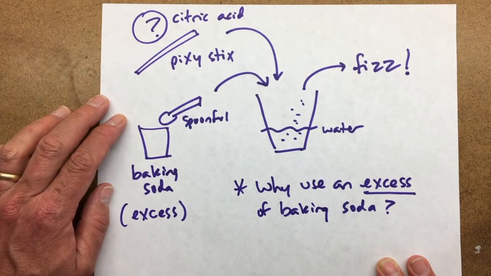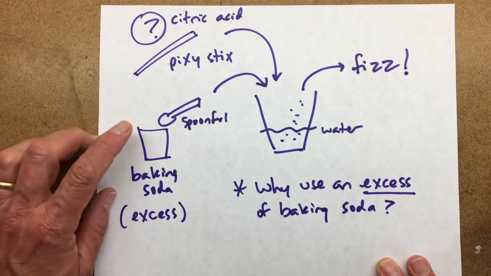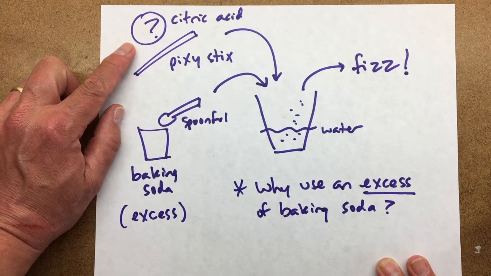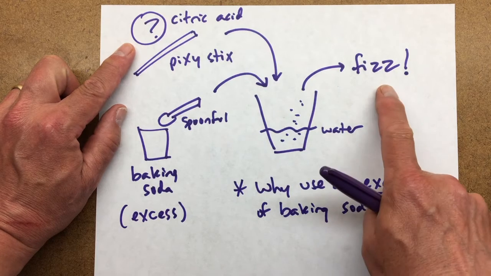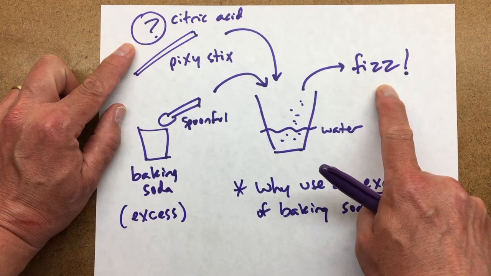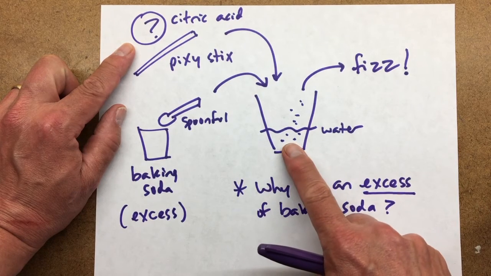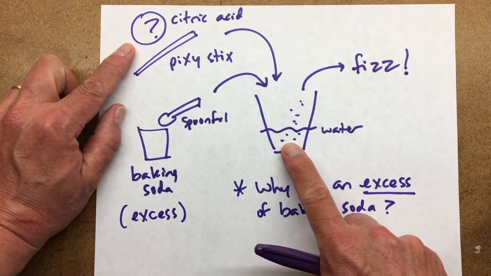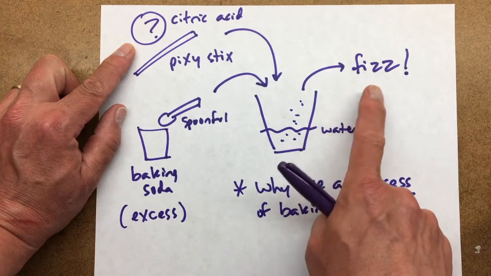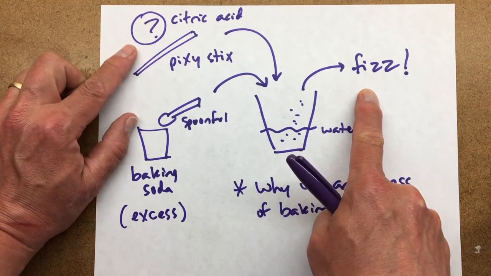We used an excess amount, or more than enough to react, because we wanted to make sure that all of the citric acid reacted so that we would make all of the fizz that could possibly be made so that we could measure it. There was leftover baking soda in the cup, but we didn't care because we weren't measuring baking soda. We were measuring the fizz to find out about the citric acid.